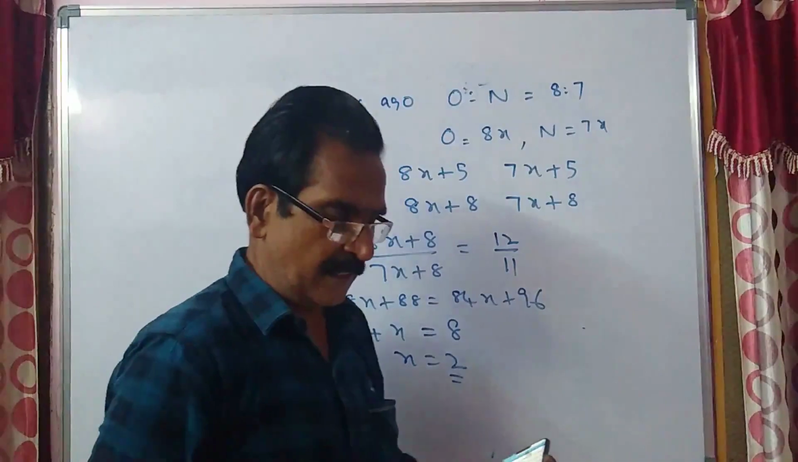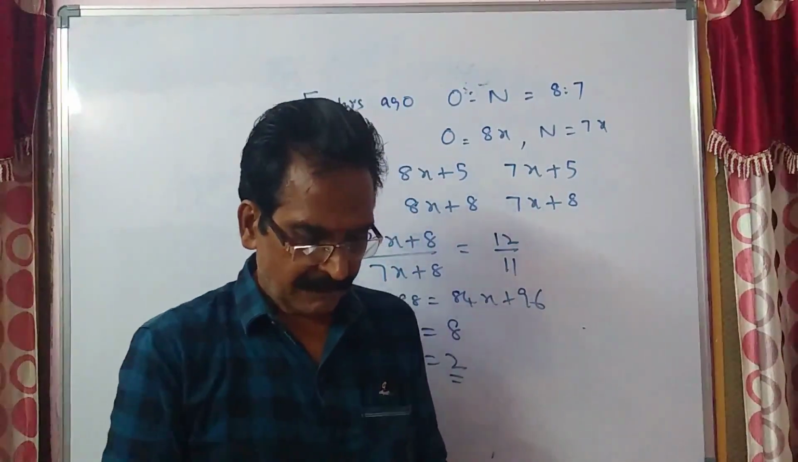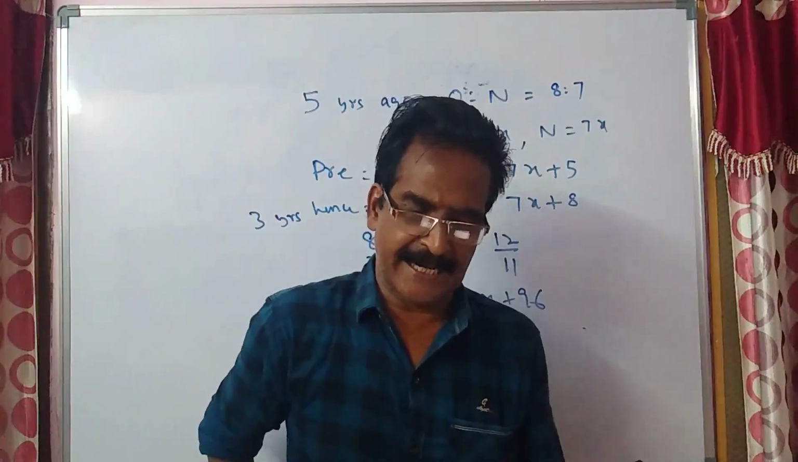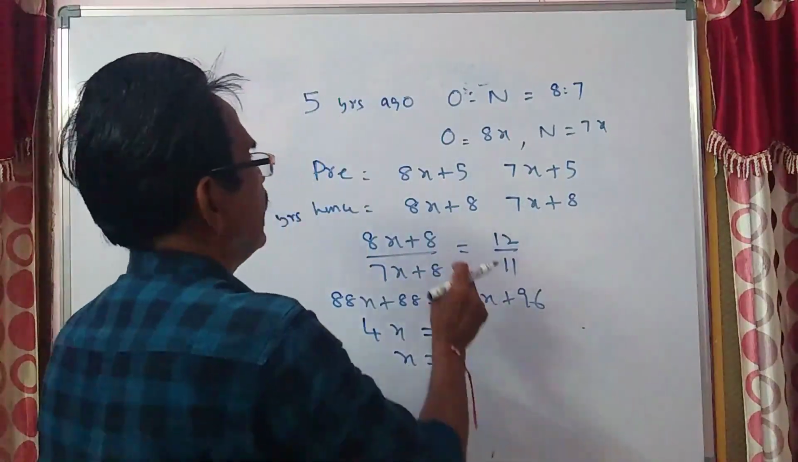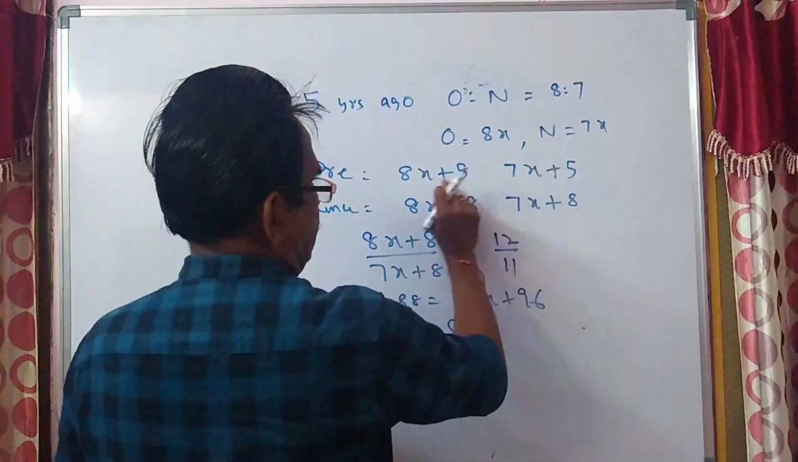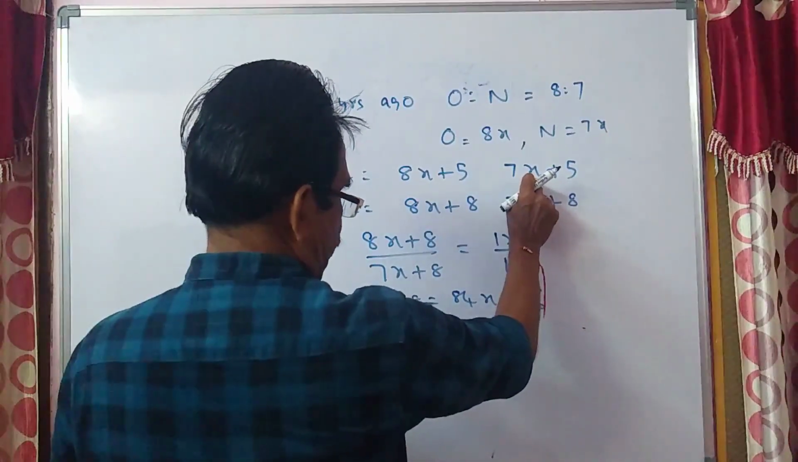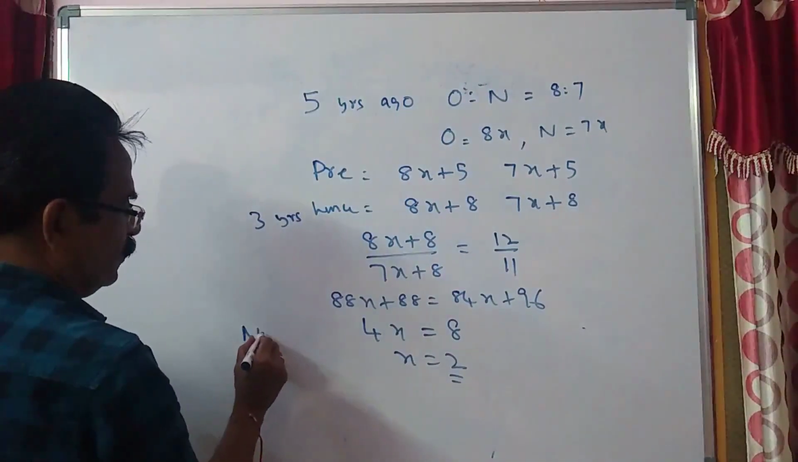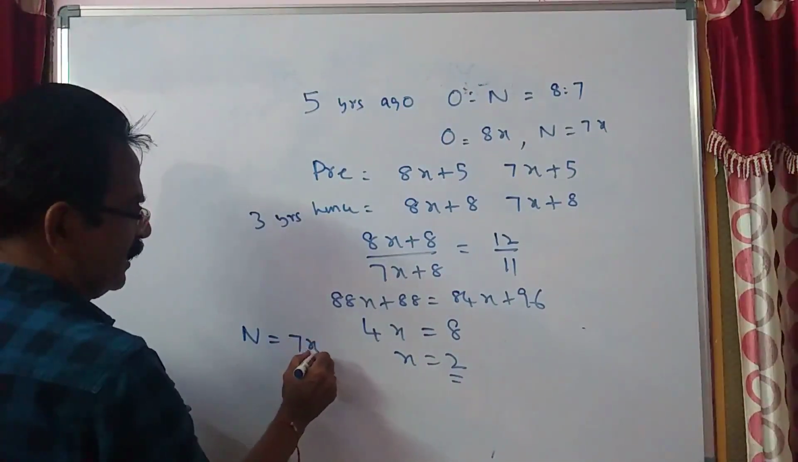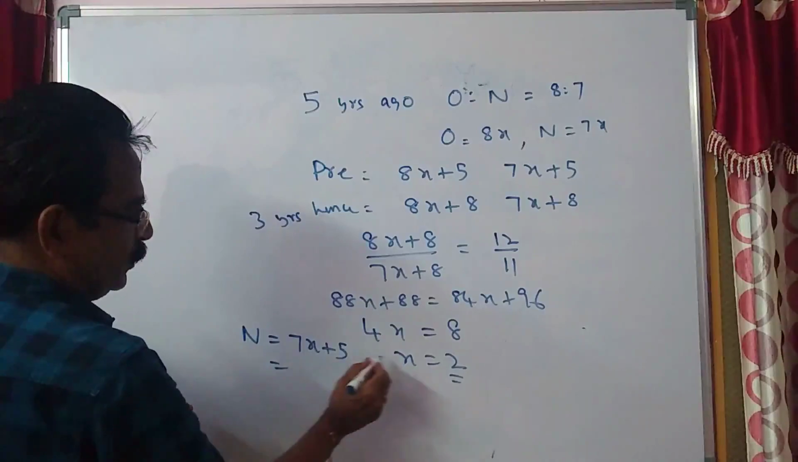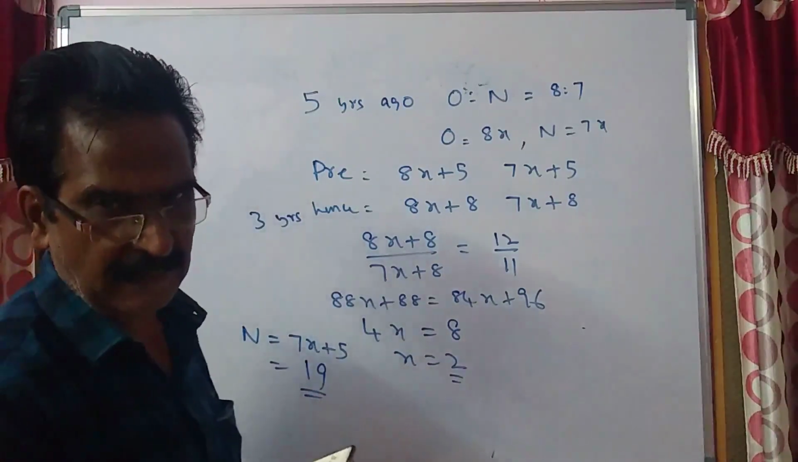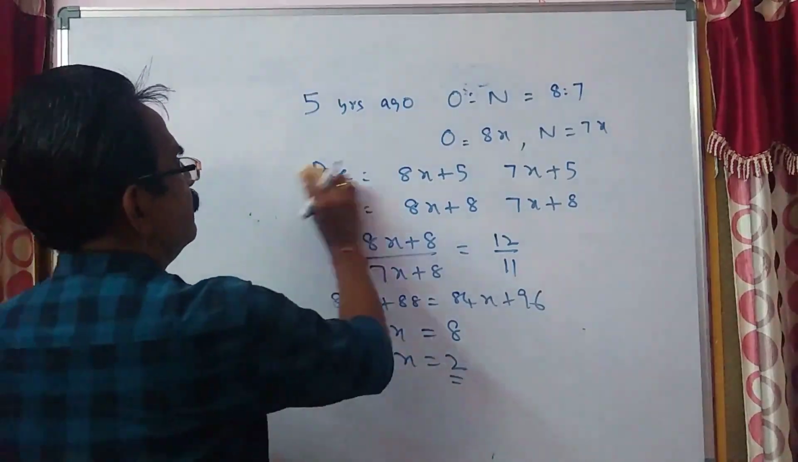Now what is the question? The question is, what is N's present age? We want the present age of N. Age of N is equal to 7x plus 5. 7x plus 5, x is 2, 7 2s are 14 plus 5, 19. That is the second question, friends.